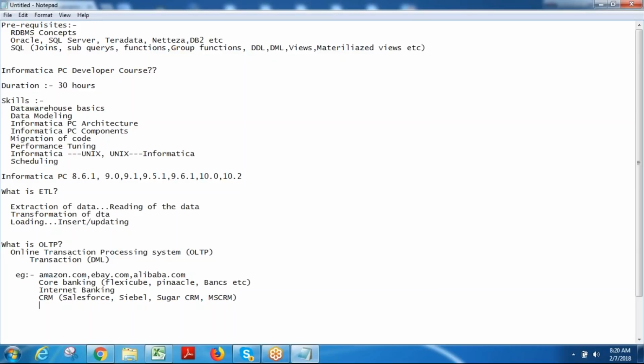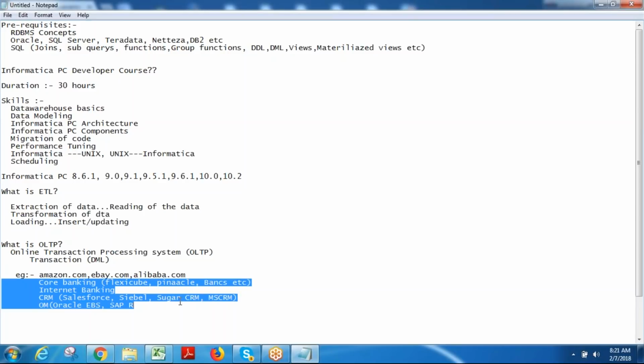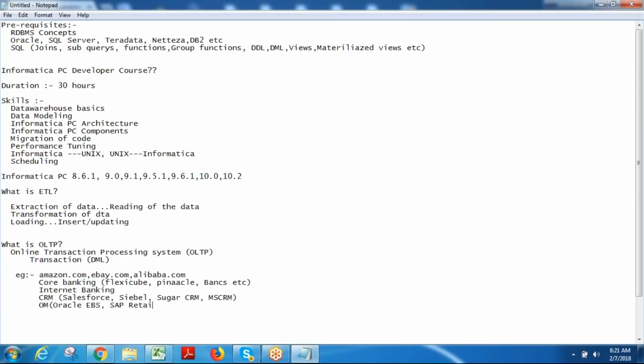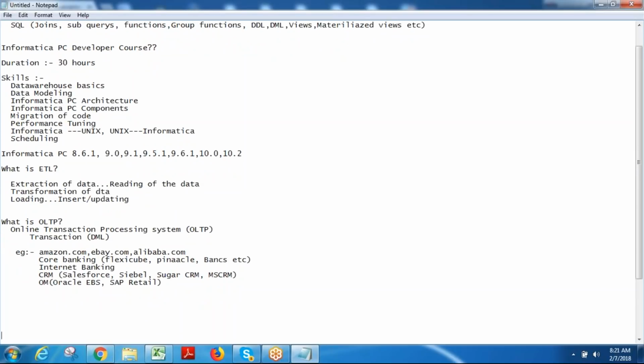Or if you talk about the order management system, people might have heard about Oracle Apps, Oracle EBS, or SAP, SAP Retail. Those can also be termed transactional systems. So these are all different transactional systems we use on a day-to-day basis. I can also call the ATM withdrawal application a transactional system, where we deposit money into the ATM or withdraw money from it.